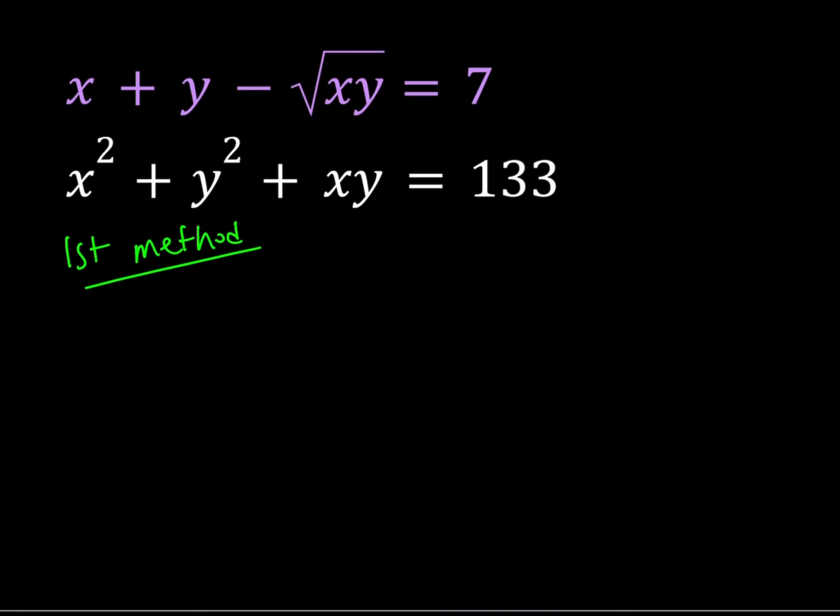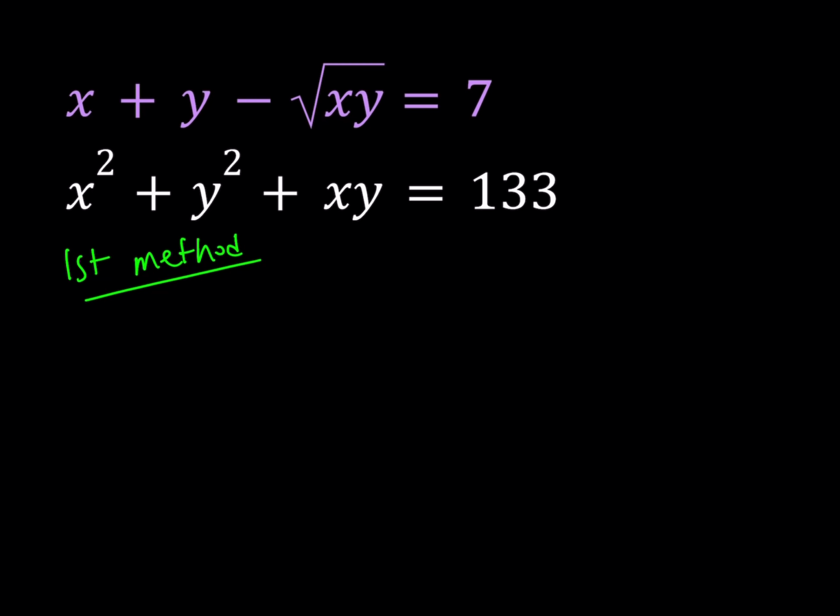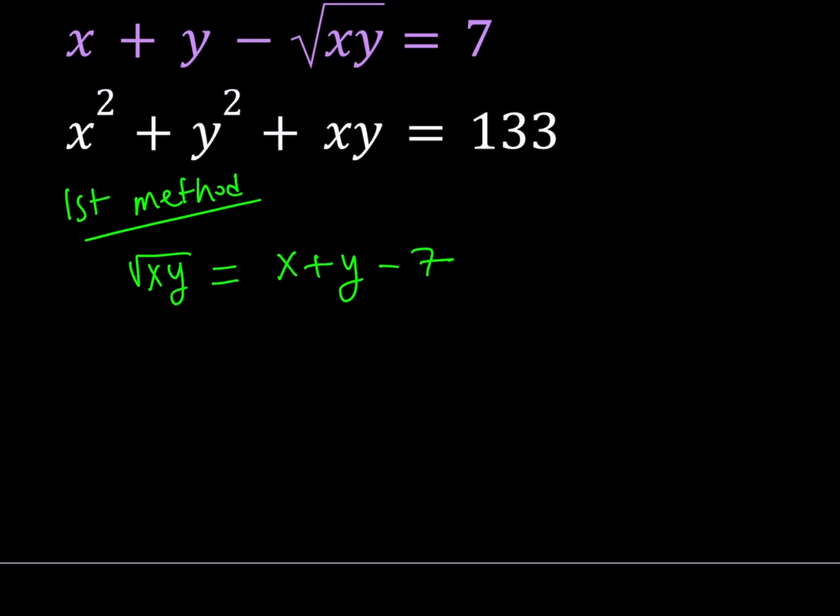So now we do have this system: x plus y minus the square root of xy equals 7, and x squared plus y squared plus xy is equal to 133. For our first method, I'm going to isolate the square root of xy from the first equation. If I add it to both sides and subtract 7, I get the following. And then I'll be squaring both sides.